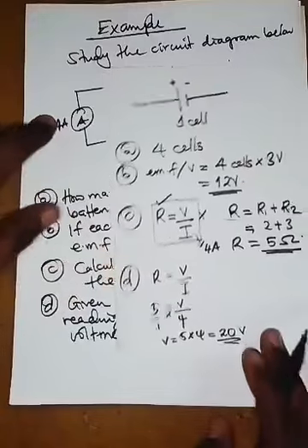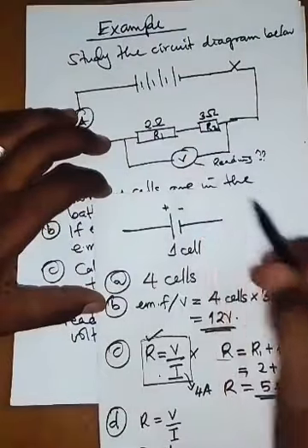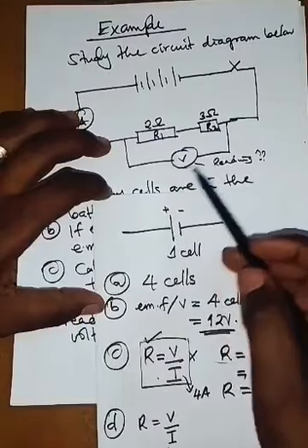So now, that's how you can find the voltmeter reading. Okay?